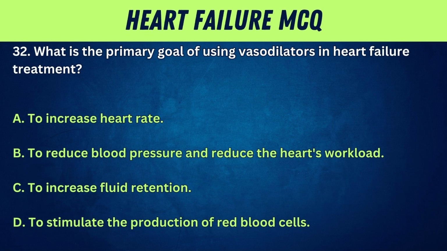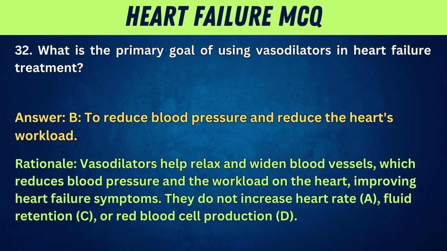32. What is the primary goal of using vasodilators in heart failure treatment? A. To increase heart rate. B. To reduce blood pressure and reduce the heart's workload. C. To increase fluid retention. D. To stimulate the production of red blood cells. Answer: B. To reduce blood pressure and reduce the heart's workload.